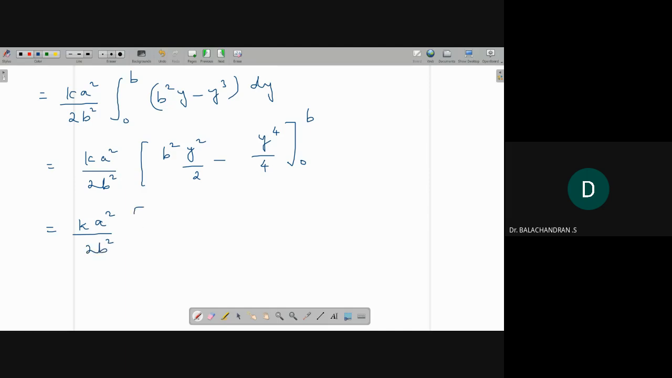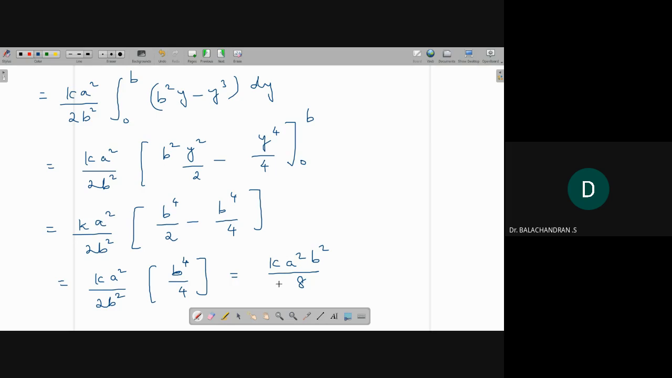Okay, upper limit. What is the upper limit? B square, b power 4 by 2 minus b power 4 by 4. Lower limit is 0. So this is equal to k a square by 2b square into b power 4 by 4. So you will get here b square, here b power 4, k a square b square by 8.